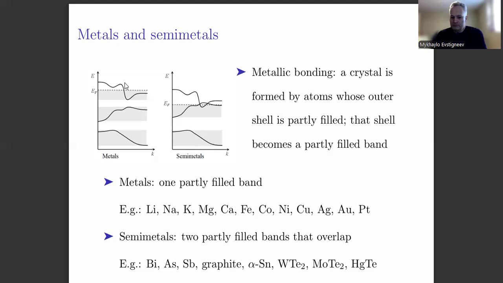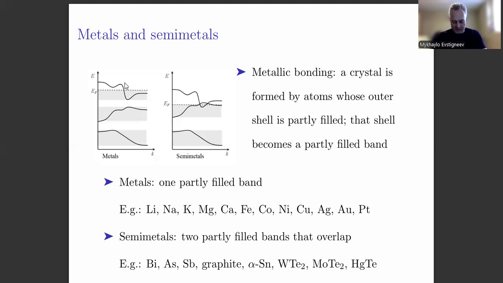Now, metals are found in the left part of the periodic table. Starting from lithium with one valence electron and going to the right, approximately the left part of the periodic table. As a rule of thumb, if an outer shell of a free atom is partly filled, then that shell becomes a partly filled band. So that's very simple.